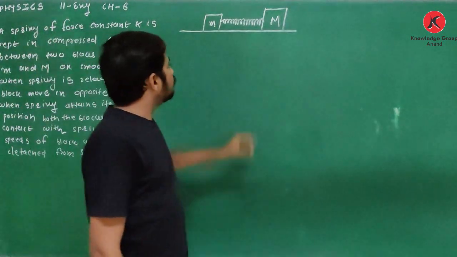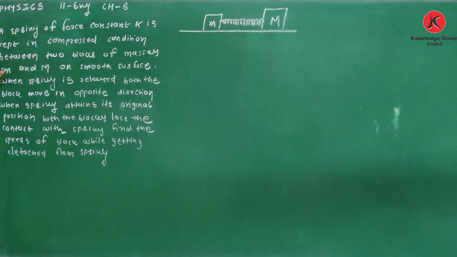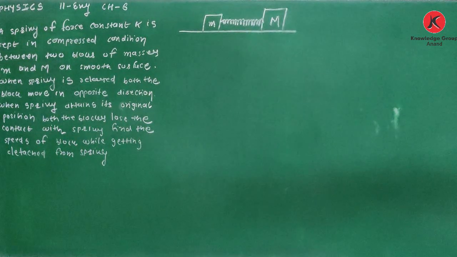A spring of force constant K is kept in compressed condition between two blocks of masses small m and capital M on a smooth surface, as shown in the figure. When the spring is released, both blocks move in opposite directions. When the spring attains its original position, both the blocks lose contact with the spring. Find the speeds of the blocks while getting detached from the spring.